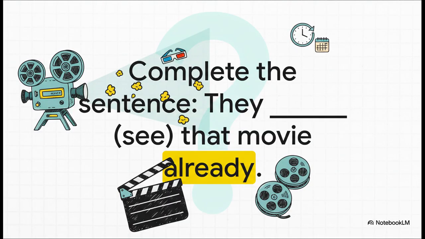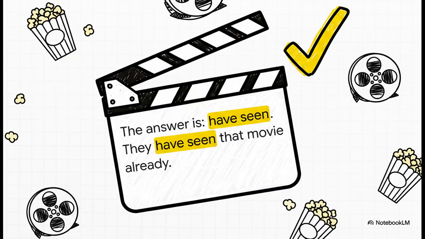Here we go. They see that movie already. Okay, you know the drill. Pause here, think it through, and press play when you've got it. All right, let's see. The correct answer is have seen. They have seen that movie already. They always takes have, and see is one of those irregular verbs, so its past participle is seen. You're getting the hang of this.